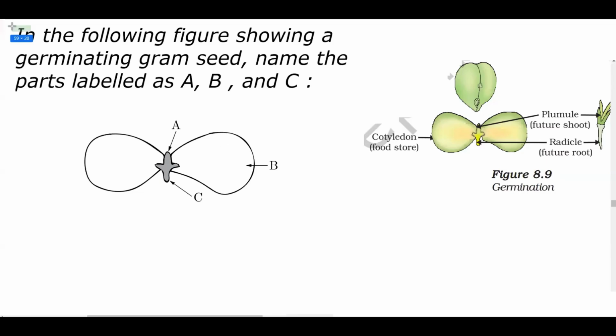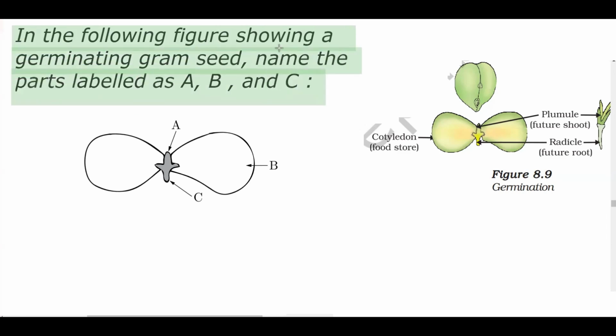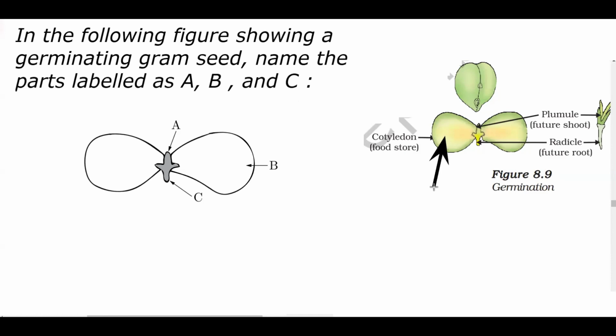In this question, it says in the following figure, showing a germinating gram seed, name the parts labeled A, B, and C. So what you can see, I've taken a picture from the textbook as well. You can see that these are cotyledons, the portion I'm shading. The cotyledons are these, right? They actually store food for the germinating seed.